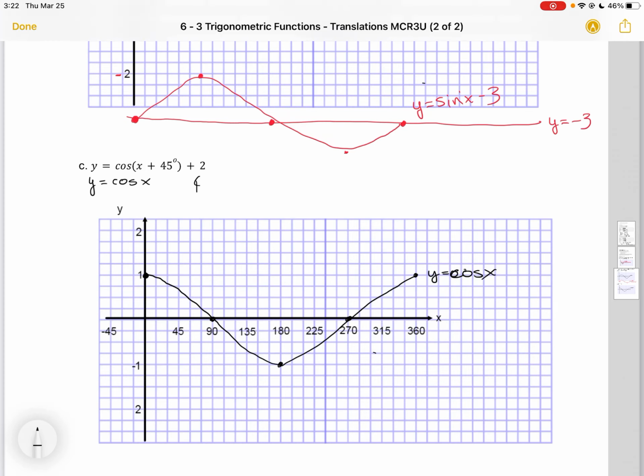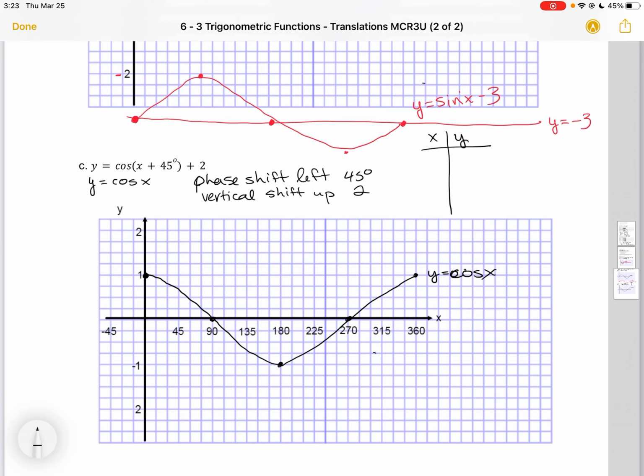My 2 transformations are a phase shift left by 45 degrees, and then a vertical shift up by 2. Now there are 2 ways that you can do it. You can move these points around, probably, I mean, it's up to you really what the easiest way is.